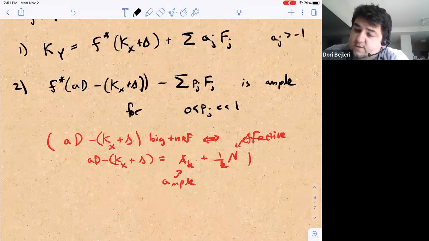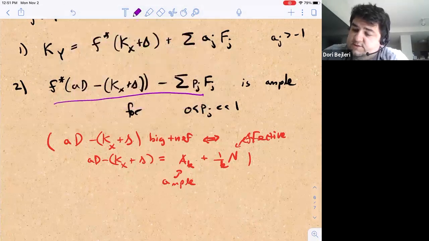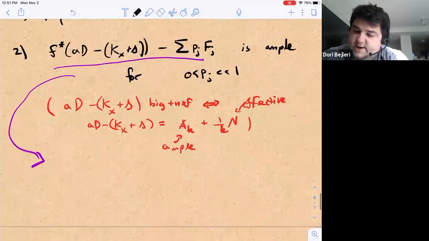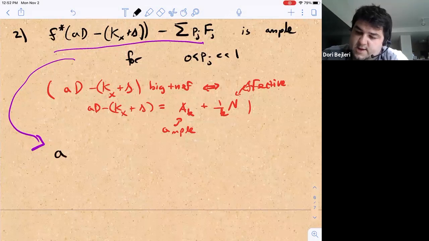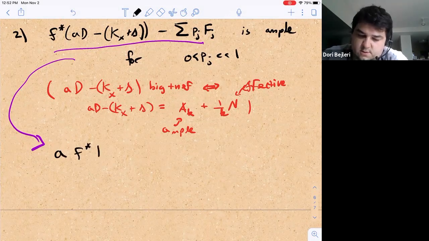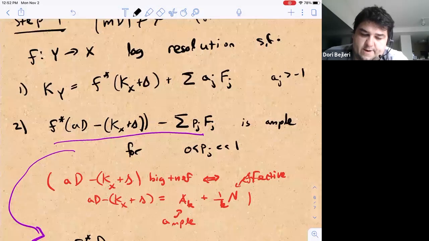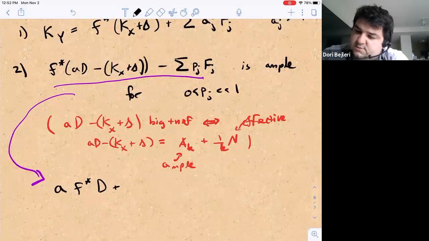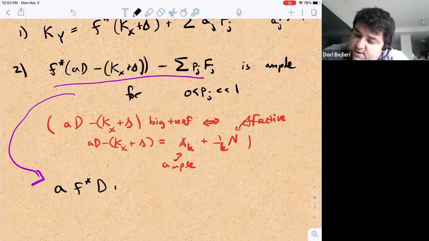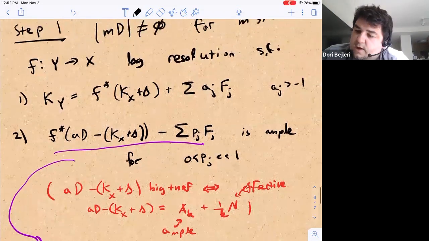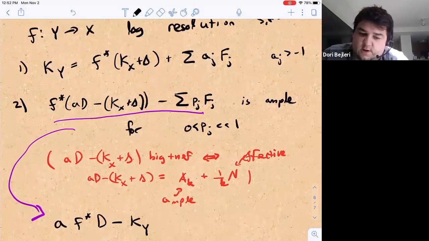Okay, so let's write down now this whole divisor. Our ample divisor, let's rewrite it as A times f*D plus, now we use our 1, so we use our discrepancies. Since I'm subtracting K_X + Δ, I can replace that by subtracting K_Y and then subtracting the discrepancies.